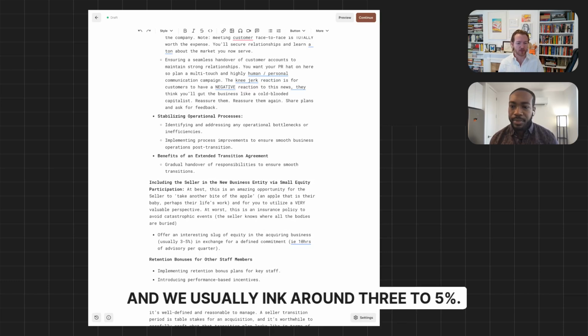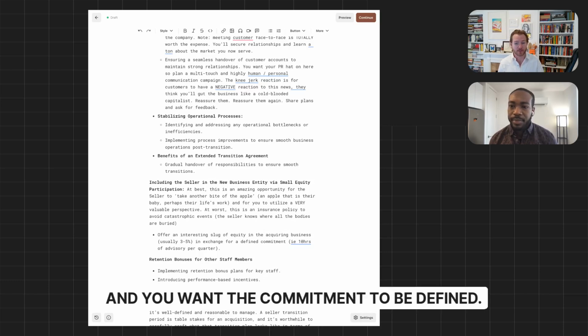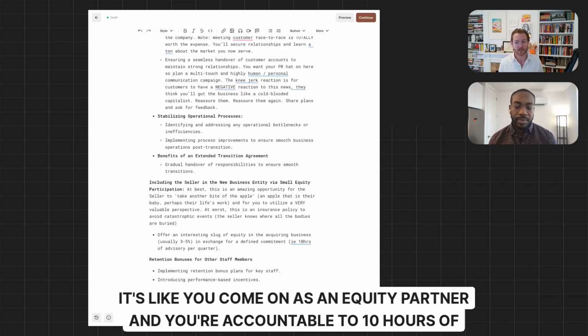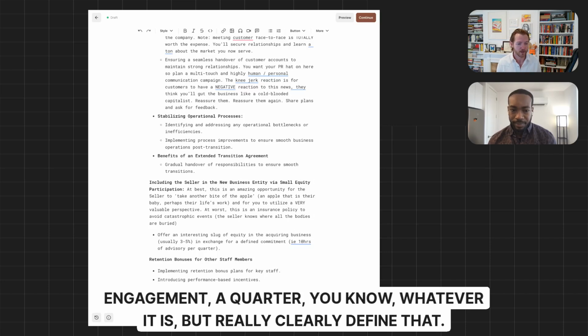You want to align incentives both to the upside and the downside. And we usually anchor around 3 to 5%. And you want the commitment to be defined. It's not like, hey, why don't you come on as an equity partner and you can ride the ride. It's like you come on as an equity partner and you're accountable to 10 hours of engagement a quarter, whatever it is, but really clearly define that.